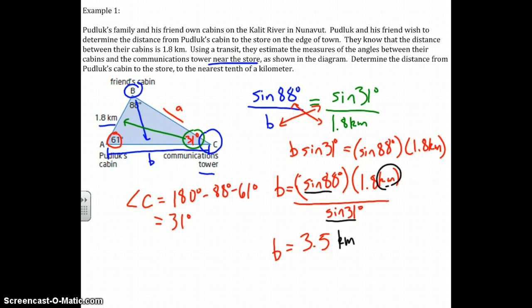And so we get b is 3.5 kilometers, which in the context of this problem, right, it's a distance, makes sense. It says round to the nearest tenth, right? That's one decimal place, nearest tenth. Okay, so that's using sine law to find a missing side length.